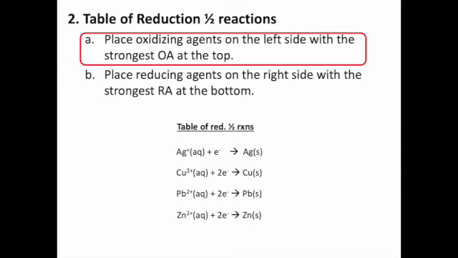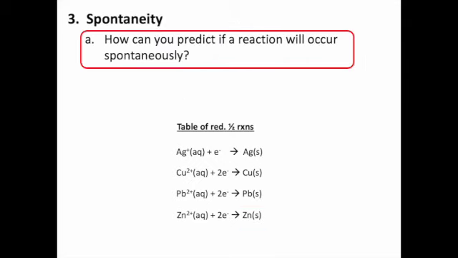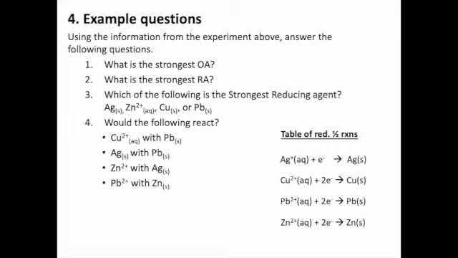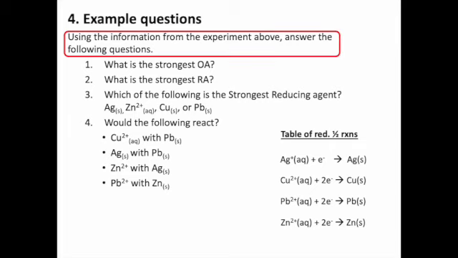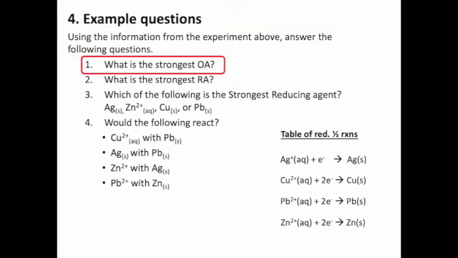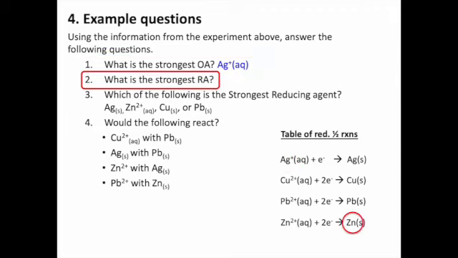Okay, so some of the questions I give you in your assignment there, it says place the oxidizing agents on the left side with the strongest oxidizing agent at the top. We did that. Place reducing agents on the right side with the strongest RA at the bottom. We did that already. So there's the SOA, there's the SRA. Okay, how can you predict if a reaction will occur spontaneously? Well, if the OA is above the RA, it's spontaneous. Okay, so a few questions based on the table that you see in the bottom right there, the one that we just did before. What's the strongest oxidizing agent? Ag positive aqueous. What is the strongest reducing agent? Zinc solid.